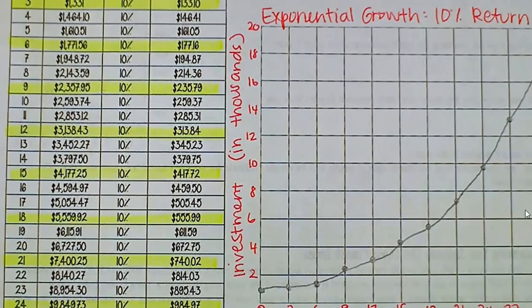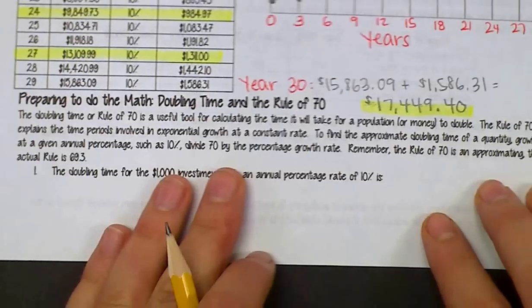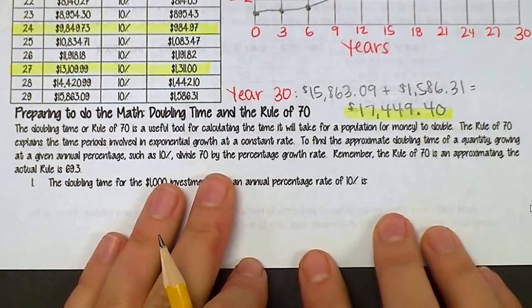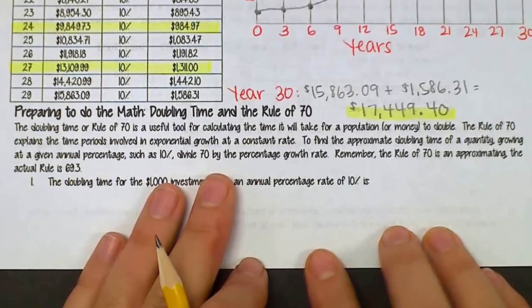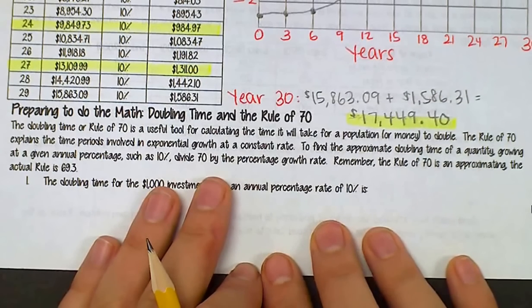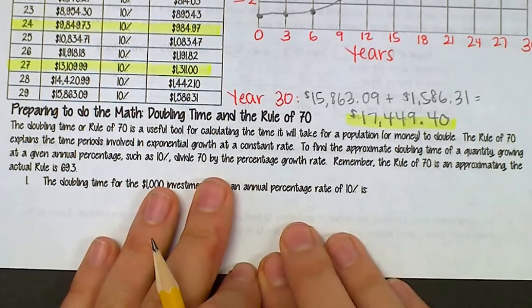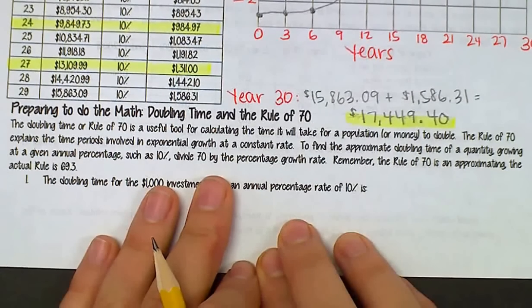Hip hip hooray! Next, if we go down to the bottom of the page, it says preparing to do the math, doubling time, and the rule of 70. Okay, so we've seen this in case studies before, but this is just kind of a review. It's going to be very important. It actually is going to be one of those things that they will put on the test, so we need to be ready for that ASAP.